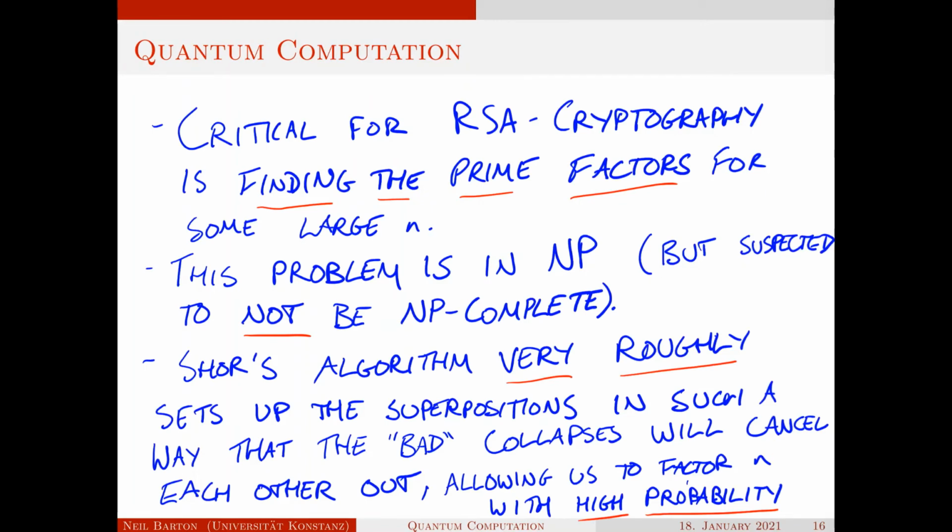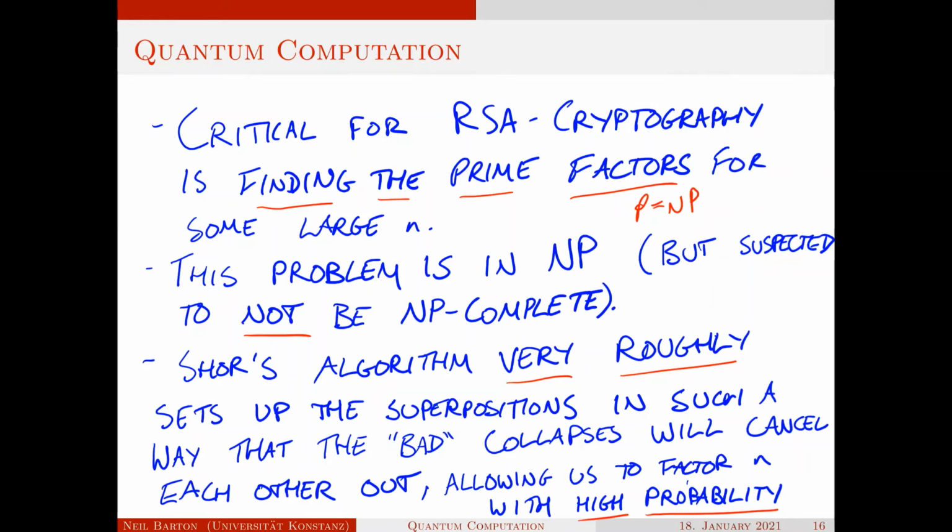So let's just talk a little bit about kind of technological implications of quantum computation. Critical for the standard cryptography that we use is the problem of finding the prime factors for some large n. If you can do that efficiently, then you can break a lot of cryptography, right? And this was part of the reason why whether or not P is equal to NP is a really interesting problem, because we know that this problem is in NP. It's actually suspected to not be NP complete, but the problem itself is in NP. Now, if P was equal to NP, then I would be able to solve this problem using some polynomial time algorithm and break all the cryptography.